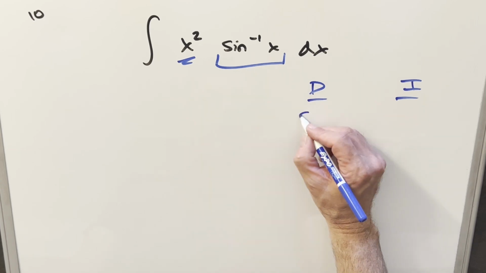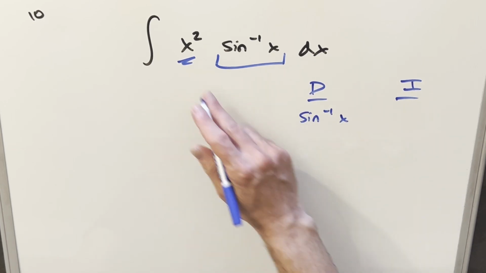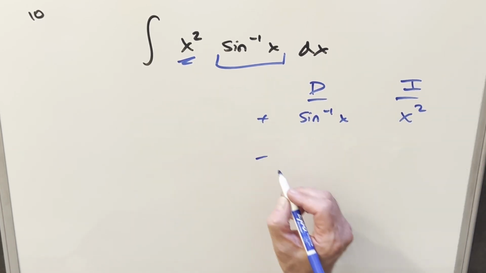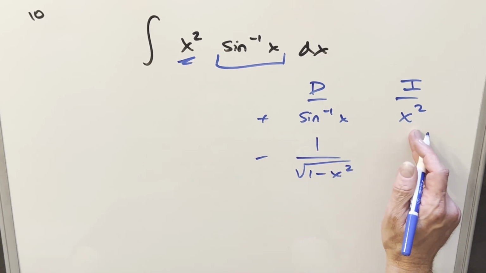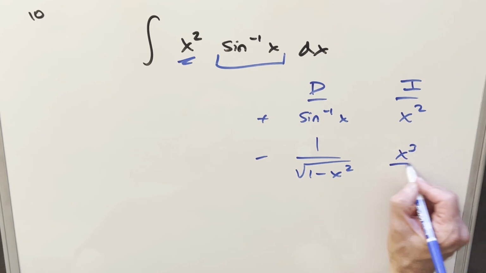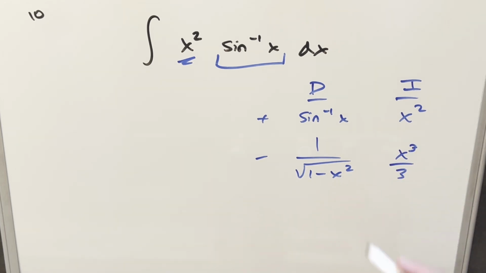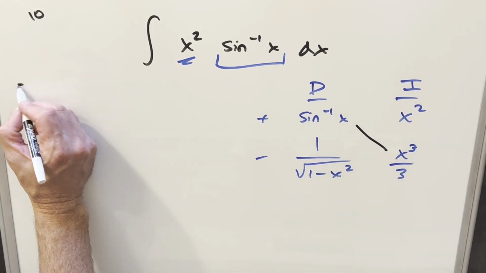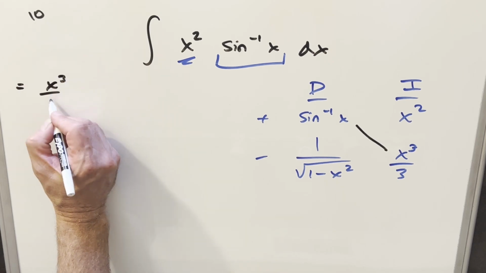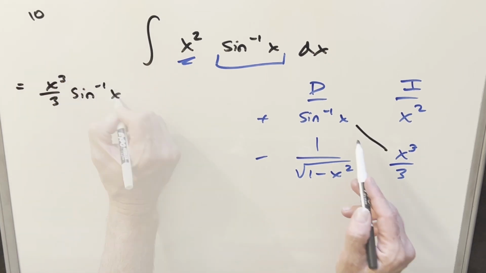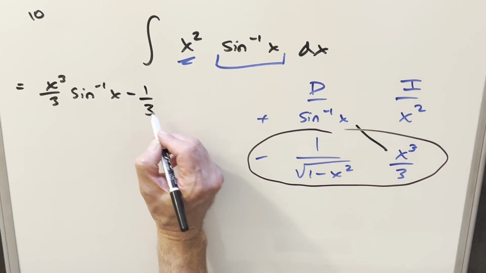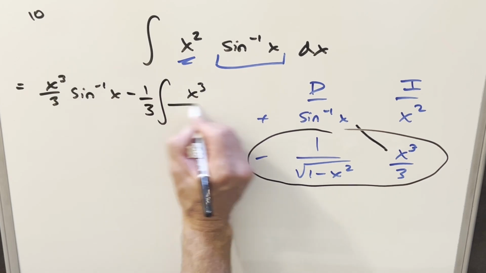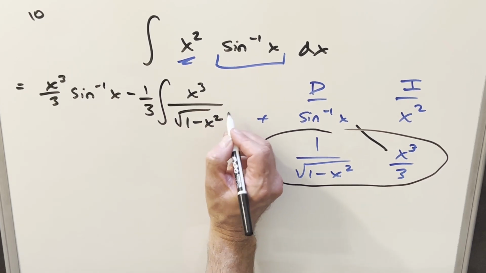So first, differentiating arcsine, and we'll just integrate x squared. The derivative for arcsine is just 1 over the square root of 1 minus x squared. The integral here, power rule, is x cubed over 3. The first part of our solution comes right here on the diagonal: x cubed over 3 arcsine of x. And then for all this there will be an integral. I'll factor out the 3 as minus 1/3, and we end up with x cubed over the square root of 1 minus x squared dx.